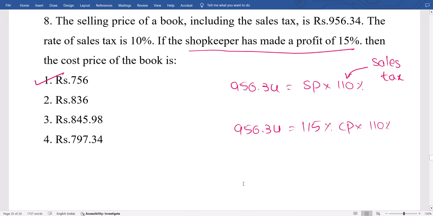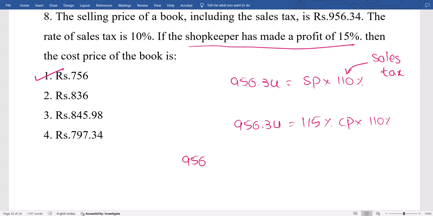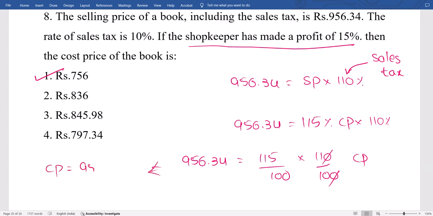Okay, fine. So what you can do? 956.34, 115 divided by 100, here 110 divided by 100. This 0 cancels. This 100, let's send this 100 to that side. So then CP will be equal to 95,634 into 5 2 times, 5 23 times, into 2 divided by 23 into 11.